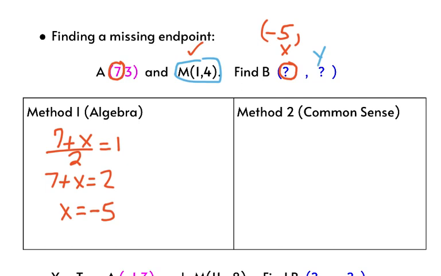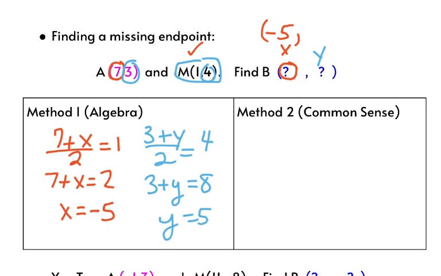Now I'm going to do the same thing with the y's. 3 plus my unknown y, when averaged, has to equal a 4. Double both sides to get rid of that fraction. Subtract 3, and there would be my midpoint, would be at negative 5, 5.